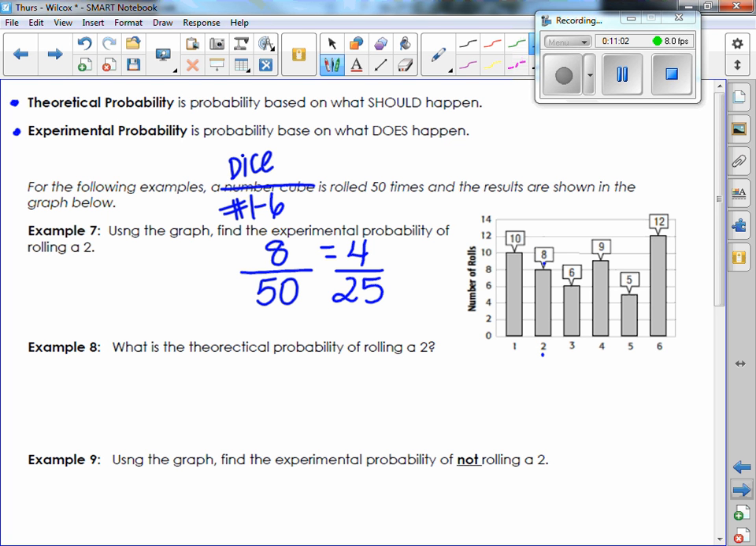What is the theoretical probability of rolling a 2? Well, theoretically, if I think about the numbers on my dice, 1, 2, 3, 4, 5, and 6, I only have 1 2 on that dice out of 6 total numbers. So theoretically, the probability of me rolling a 2 is 1/6. Whereas experimentally, according to what they've given us in the table, that one was 4/25.